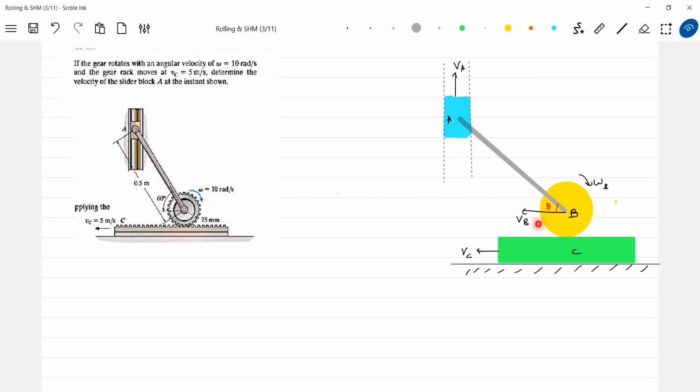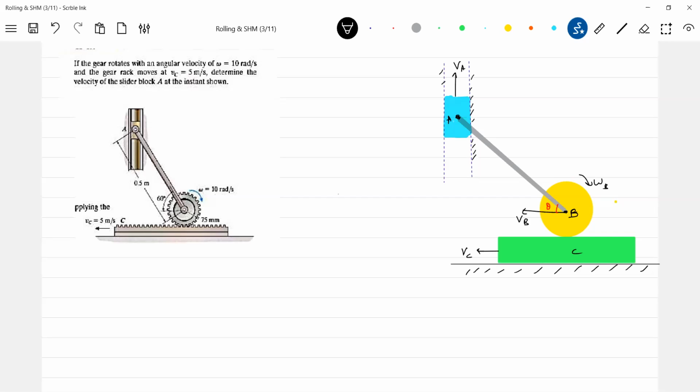You have to ask one question, sir. You didn't give the velocity of point B. Why are you assuming the velocity of point B like this? This is the most primary important part of the discussion. What is the question? Determine the velocity of slider block A at the instant shown. He's asking about this particular slider. Its velocity has to be determined.